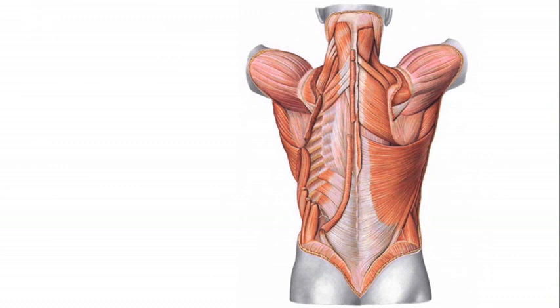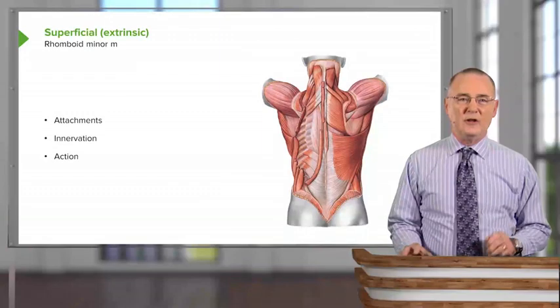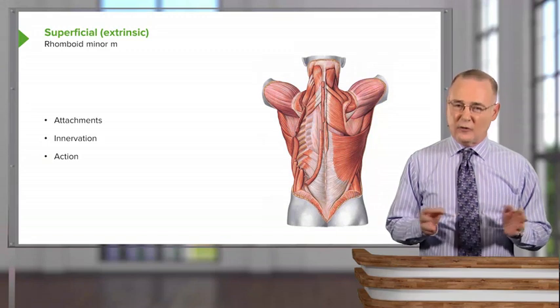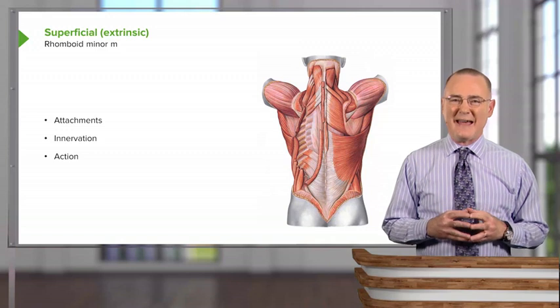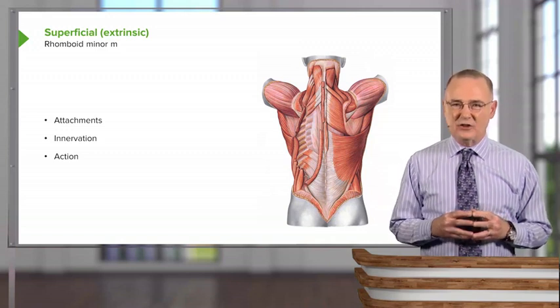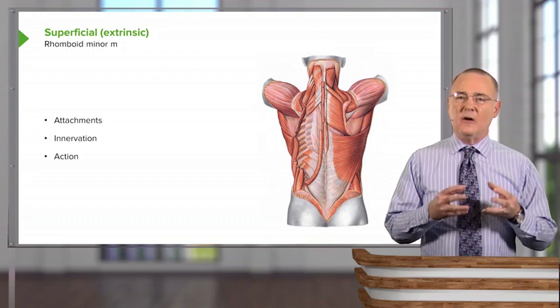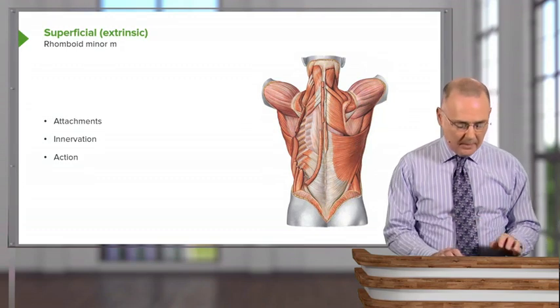attachments for its point of origin to the spinous processes of C7, the vertebra prominens, as well as the first thoracic vertebra. It will attach to the medial aspect of the scapula at and slightly above the spine of the scapula. It's innervated by the same nerve as the rhomboid major, dorsal scapular, and also will share the same actions in producing adduction of the scapula as well as elevating the scapula.